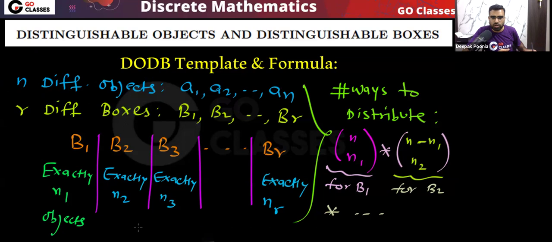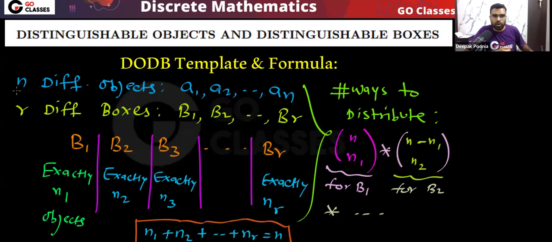So this condition should be there: the summation n1 plus n2 and so on up to nr is equal to n. I hope you understood my point, that all the n objects we want to distribute. So n1 plus n2 plus n3 and so on, the total summation will be equal to n. At the end, only nr elements will be remaining, nr c nr. This is what you are going to get.